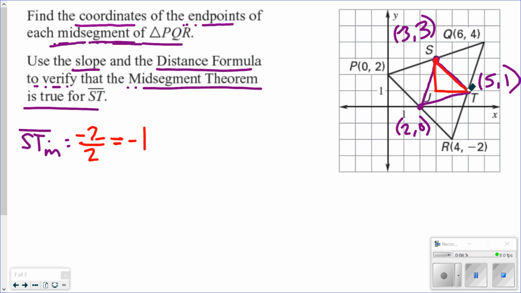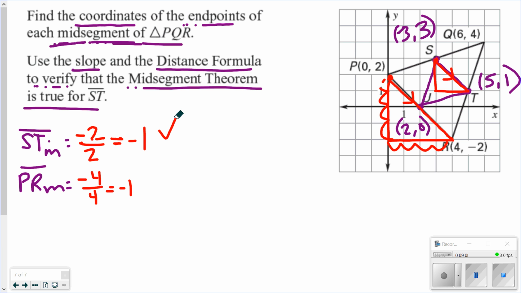Well, if the slope of ST is -1, PR better also have a slope of -1, because we know that these two lines are supposed to be parallel. Parallel lines have the same slope. So let's double check that. If I start from P, I go down and over. So that is down 1, 2, 3, 4. So -4 over 4, which simplifies to -1. So those match up. So we're good so far. We know that the slopes are the same.